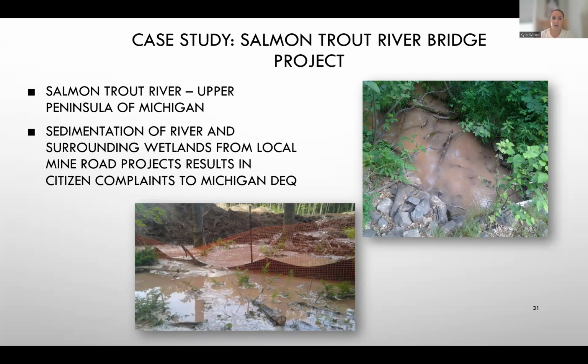The Salmon Trout River is in the Upper Peninsula of Michigan. It's one of the only streams that supports a special type of brook trout here in Michigan. What happened is they were widening a roadway for a mine that was going in. When they redid one of the bridge crossings, they had a lot of sedimentation into some of the surrounding wetlands and tributary streams. And so it was kind of an uproar.